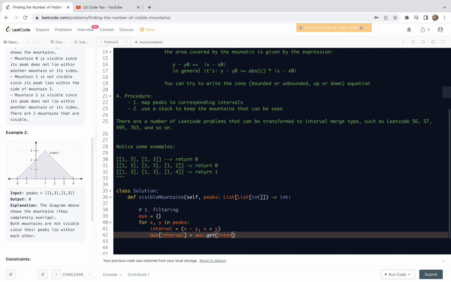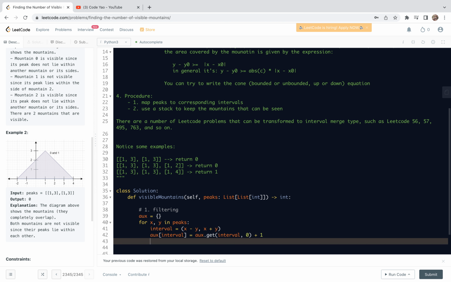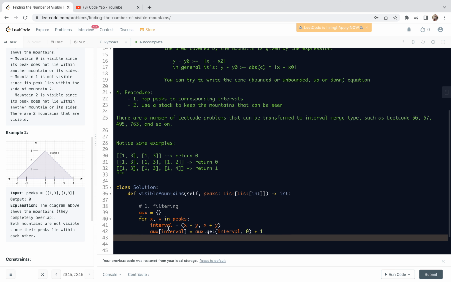So first we are going to check if it exists, right? Get interval. If it does not exist, we're going to use 0 frequency. Then we increment by 1. And for our purpose, we want to filter out the mountains that are identical, because none of them can be seen. So aux equals, I'm going to use a set comprehension.